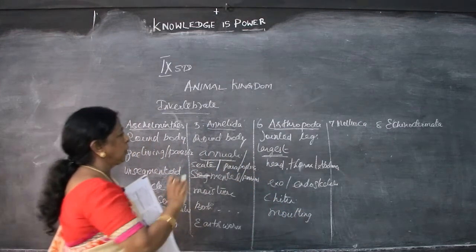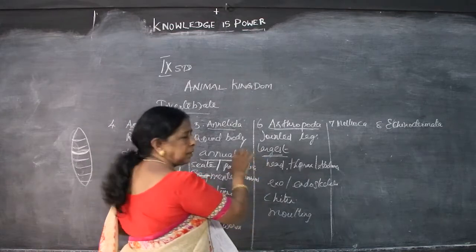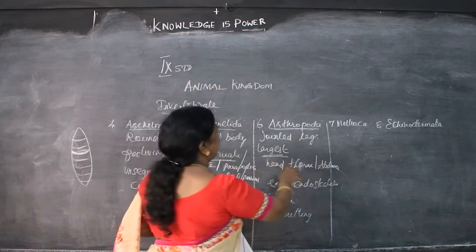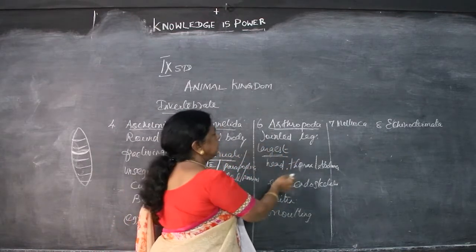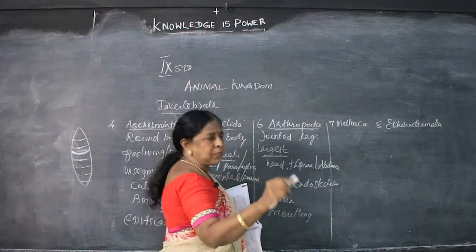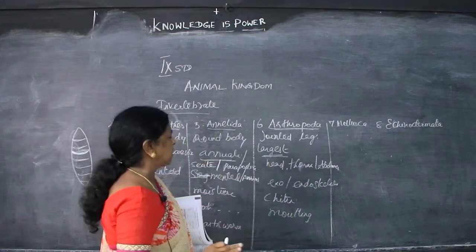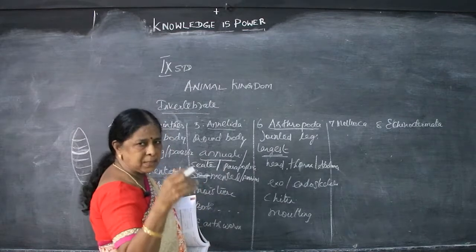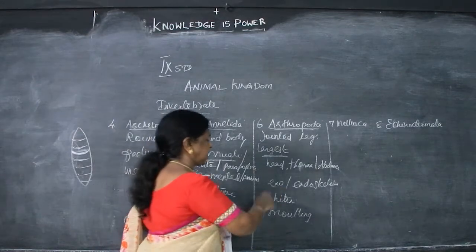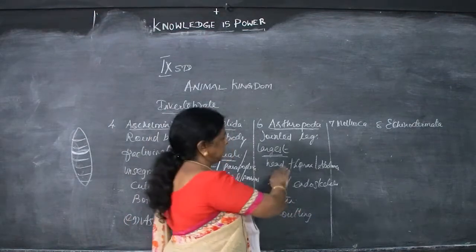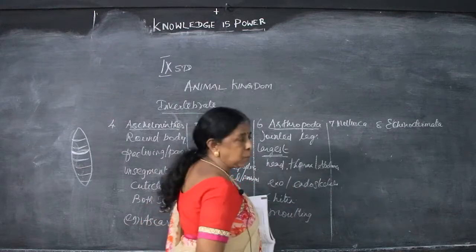Arthropoda. So what do I say? This is the biggest phylum. It has jointed legs. So the body can be divided into head, thorax and abdomen. The skeleton is of two types, that is exoskeleton and endoskeleton. The body is covered by a tough material, that is chitin. The regeneration of exo or endoskeleton is known as molting.